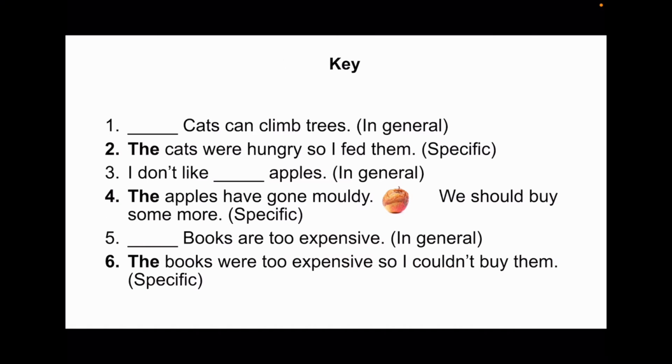Here is the answer key. Cats can climb trees, because we are speaking about cats in general. The cats were hungry, so I fed them. Specific. I don't like apples in general. The apples have gone moldy. We should buy some more. Specific. Books are too expensive. General. The books were too expensive, so I couldn't buy them. Specific.